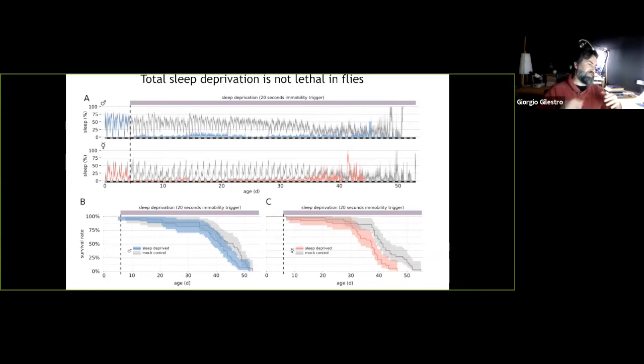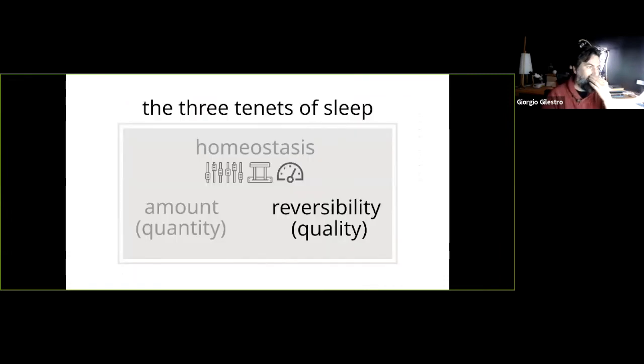So that tells us that most sleep does not really have a vital function. There is only a little component of sleep that is vital, and you can see it probably here in the female flies dying. Or maybe the reason you don't see it with male flies is because they're better at coping with those 20 seconds of inactivity and concentrate the vital function of sleep at those times.